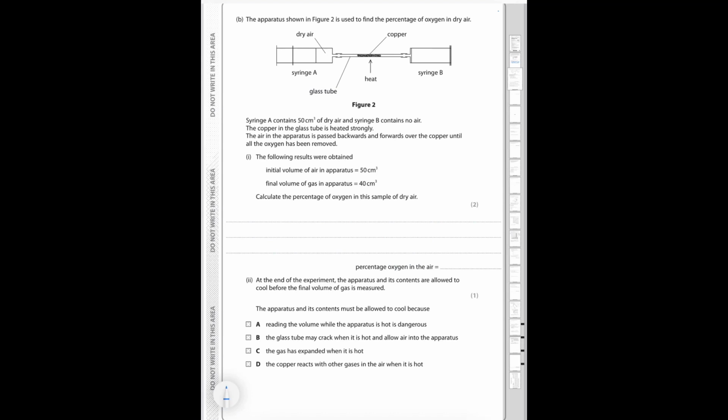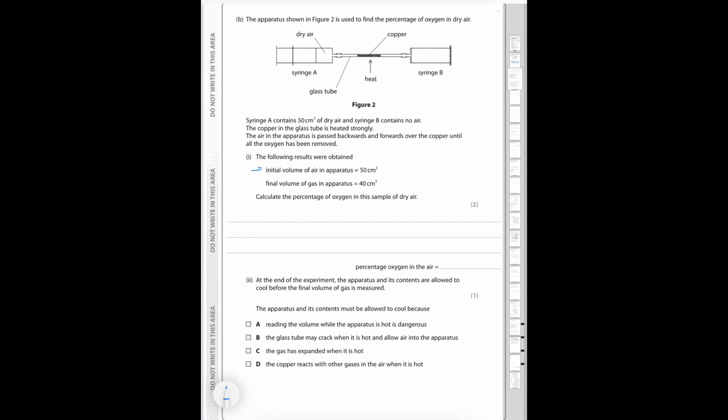The apparatus shown in figure 2 is used to find the percentage of oxygen in dry air. So we have syringe A, which contains 50 centimetres cubed of dry air, and syringe B, which contains no air. The copper in the glass tube is heated strongly. The air in the apparatus is passed backwards and forwards over the copper until the oxygen has been removed. The following results were obtained.